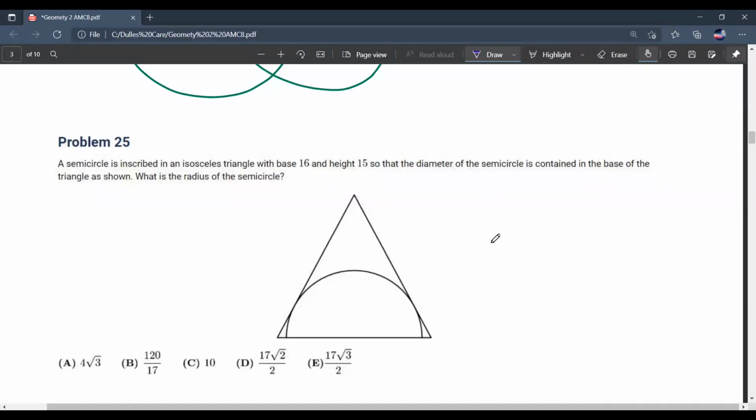So let's start with a few key things. We know that the base is 16, right? And we know the height is 15, so let's draw the height. The height looks like this, 90 degrees right here. And now let's connect these two lines. Since the circle is tangent to the triangle right here, this is 90, this is also 90. And since it's an isosceles triangle, dropping the height will bisect the base. So this is 8 and 8, just like 16 over 2. And we know that this entire length is 15.